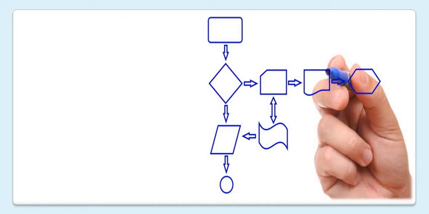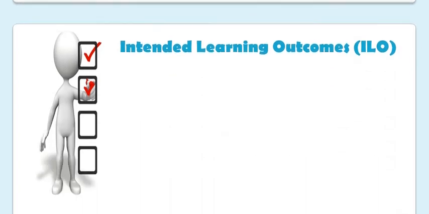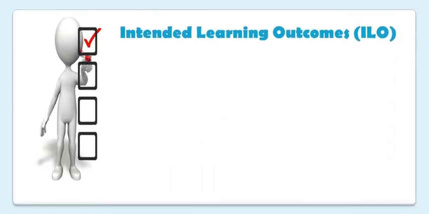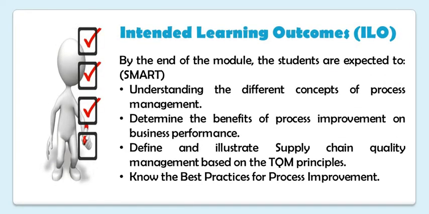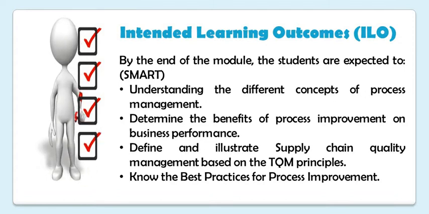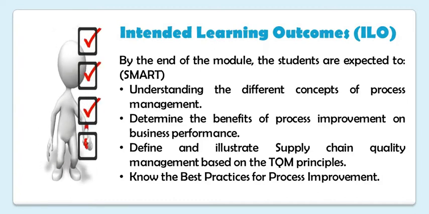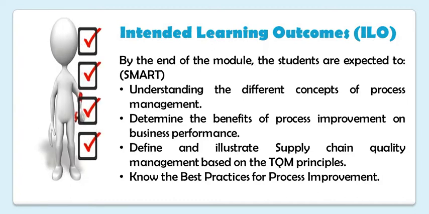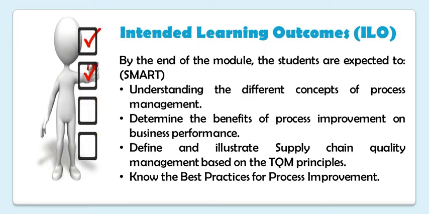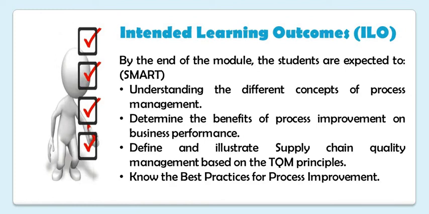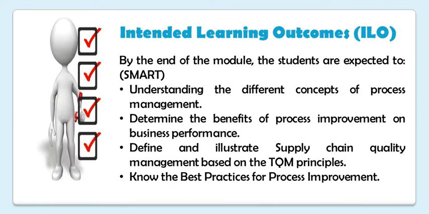For today's lesson, we have the process focus. In process focus, these are the intended learning outcomes. First, understand the different concepts of process management. Second, you can also determine the benefits of process improvement on business performance. Third, you can also define and illustrate supply chain quality management based on the TQM principles. And the last, you can also know the best practices for process improvement.